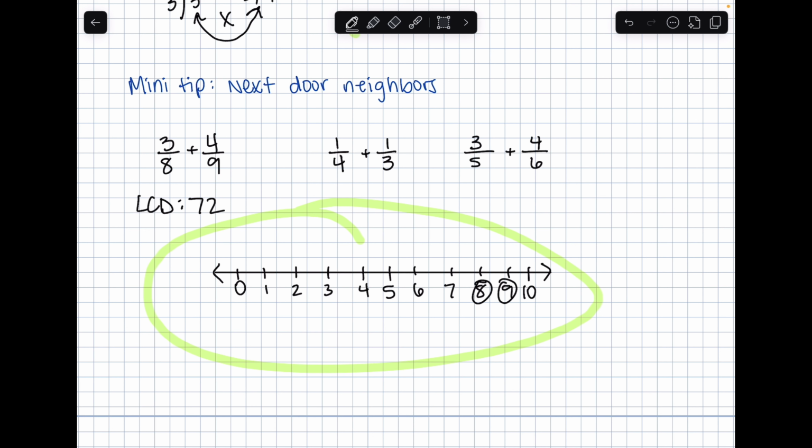4 and 3 are next door neighbors on the number line. So my LCD is going to be 4 times 3, which is 12. And same with 5 and 6. They are next door neighbors on the number line, so my LCD is going to be 30.